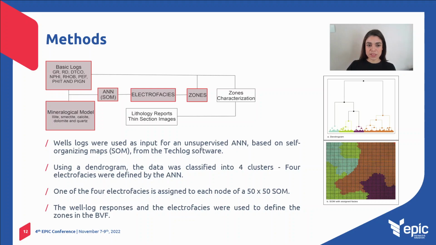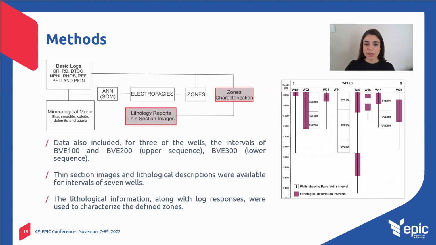Then the well log responses and the electrofacies were used to define the zones in the Barra Velha Formation. The data used also included, for 3 of the wells, the intervals of Barra Velha 100 and 200 corresponding to the upper sequence, and Barra Velha 300 corresponding to the lower sequence. Thin section images and lithological descriptions were available for 7 of the wells, indicated by the purple bars. This lithological information, along with the log responses, was then used to characterize the defined zones.